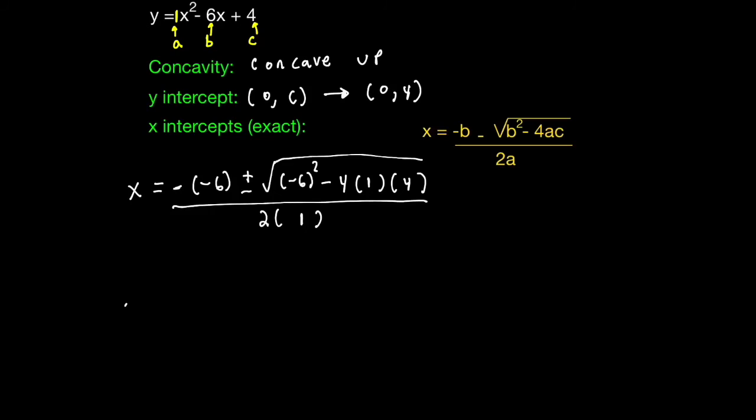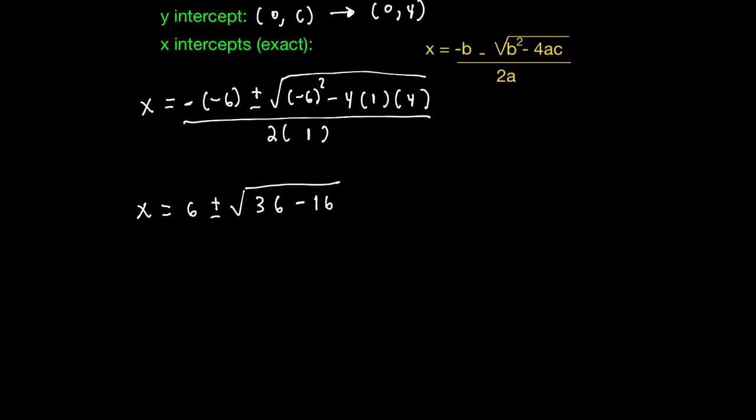This is going to simplify into negative, make positive, so we get a positive 6 plus or minus the square root of negative 6 squared, which will simplify to 36. And then we're going to subtract 4 times 1 is 4, and then if we multiply 4, we get 16. For the denominator, 2 times 1 is 2. So we get 6 plus or minus the square root. 36 minus 16 gives us 20.